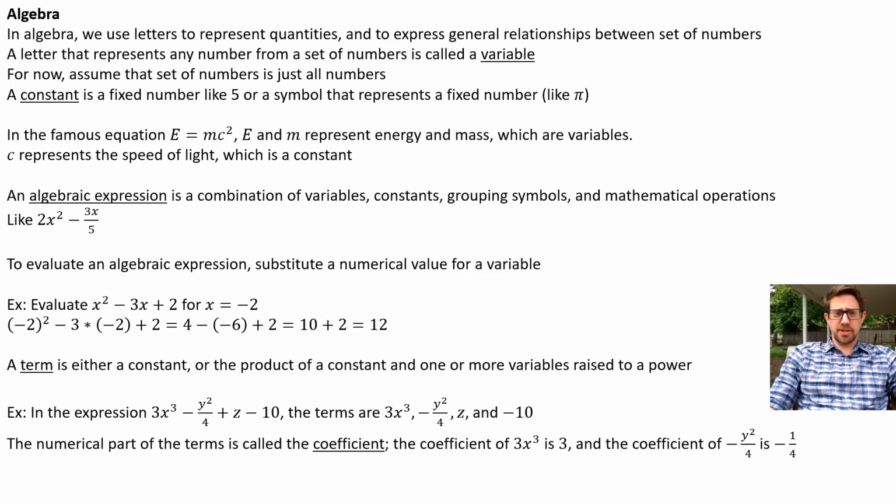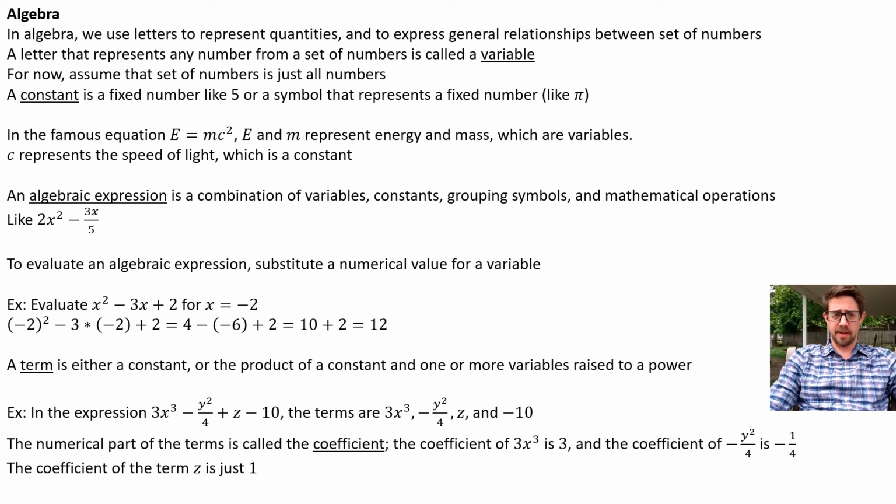So for this term here, the 3x cubed, the coefficient of that term is 3. The coefficient of this term is actually negative 1/4, and that's a little different because you don't really see the 1 there. But if you think, it's what times y squared, you see that it's negative 1/4 times y squared. So that coefficient is minus 1/4.